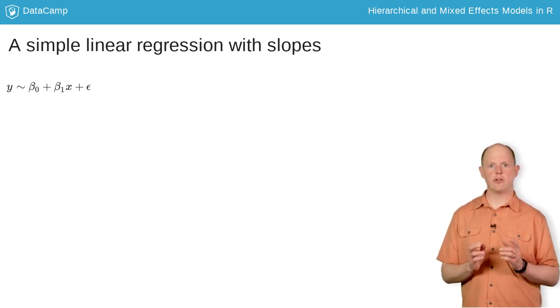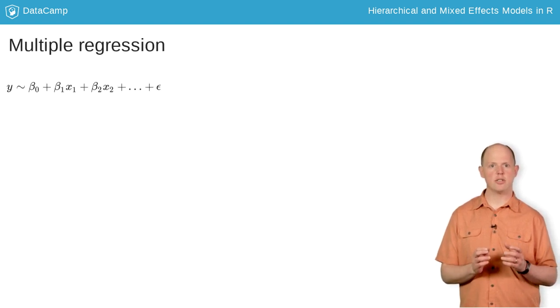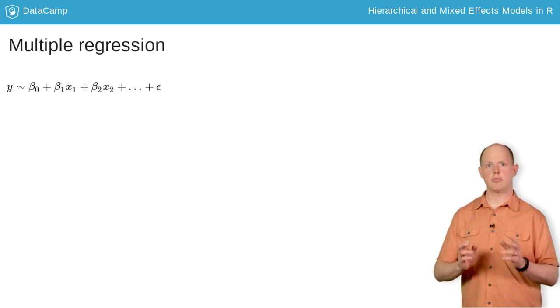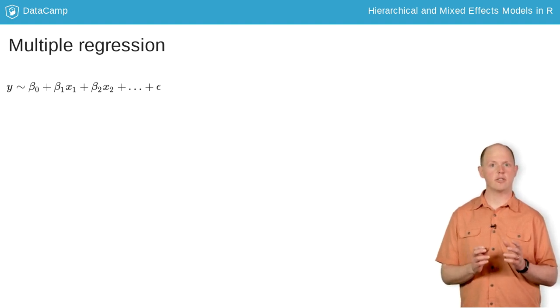The simple linear regression expands to include multiple predictor variables. These include discrete predictors with corresponding intercepts, as well as continuous predictors with corresponding slopes. The DataCamp course on multiple and logistic regression covers these in greater detail.